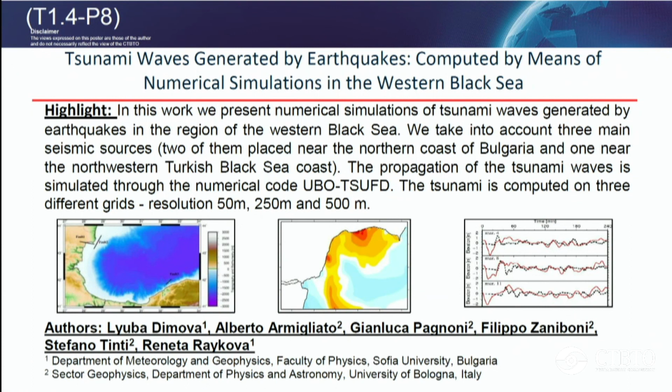I'm a PhD student at Sofia University, Bulgaria. I have the opportunity to work with the tsunami research team from the University of Bologna. We will present some numerical simulations of tsunami waves generated by earthquakes in the region of the Western Black Sea. We take into account three different seismic sources. Our calculations are performed using three different grids with different resolutions. I will show you the generation mechanisms, the propagation of the tsunami waves, impact on the coast, and some other features like velocity fields and inundation. If you're interested, poster 8 at Festsaal.